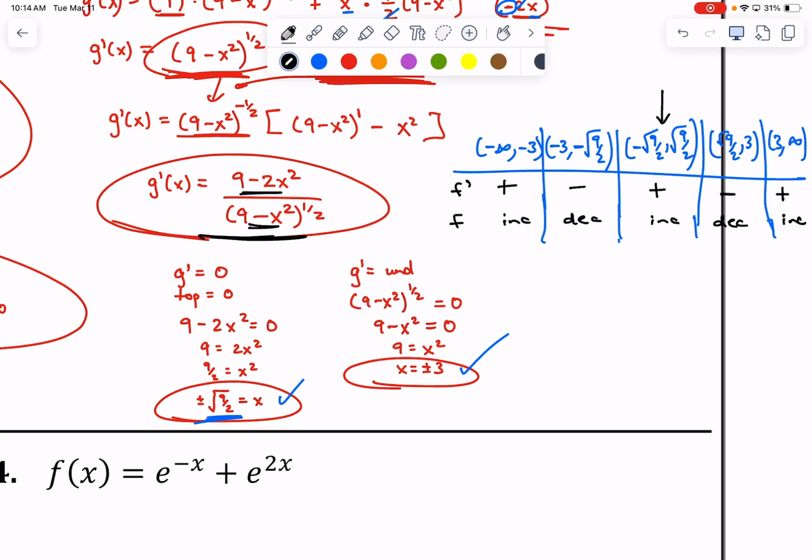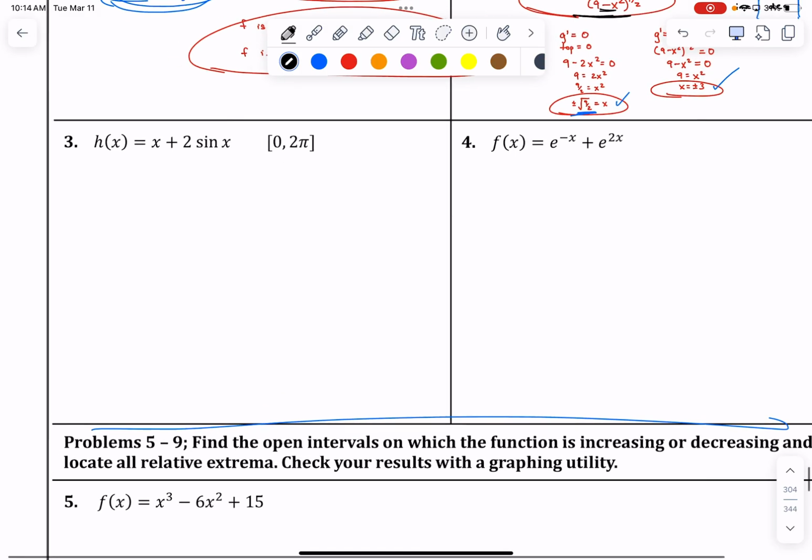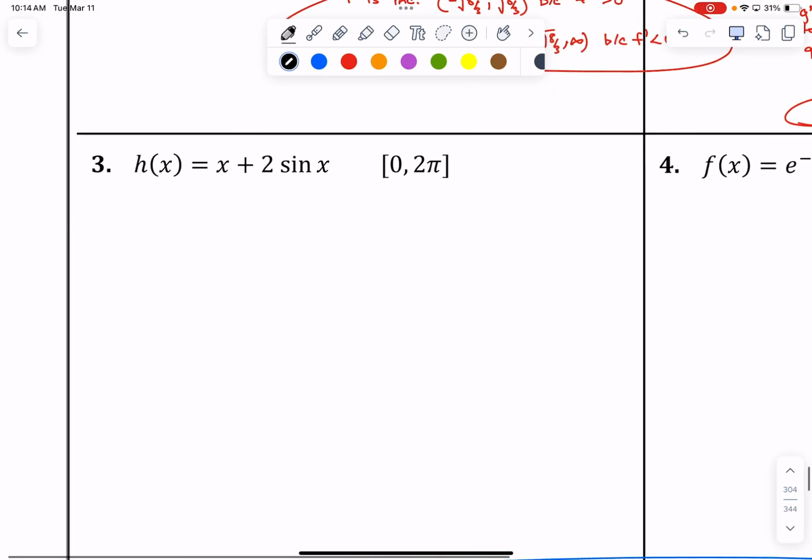Yeah. Okay, good. All right, let's do a trig one and an e to the x one, and then let's go to the next part, which is find the actual extrema and then concavity. All right, this right here. Find the derivative. I'm going to go quick. What's the derivative of x plus 2 sine x?